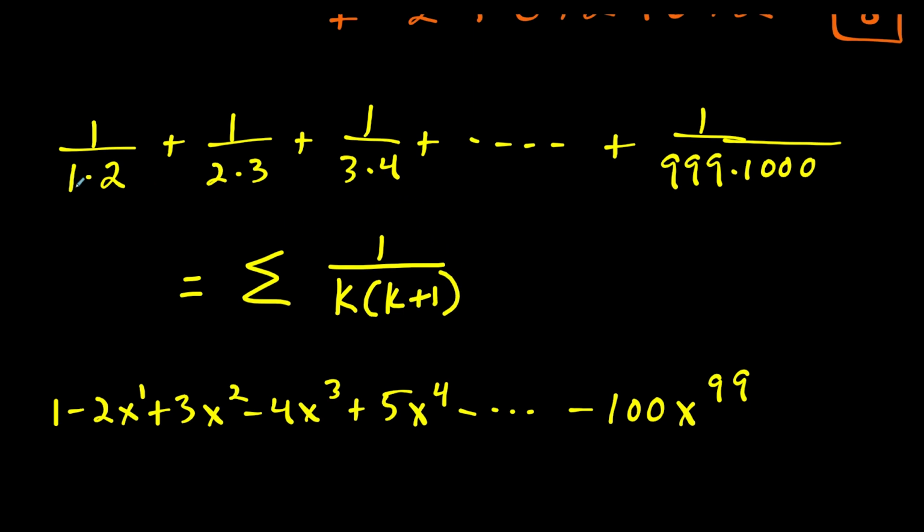But now I just have to think about where do we start. We start at 1 times 2. So that would give us k equals 1. And then we just have to think about, well, where do we stop? We would stop at k equals 999.